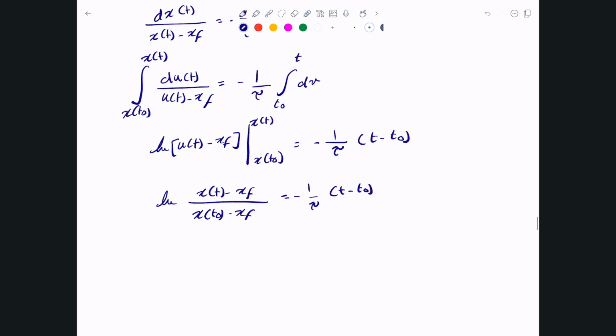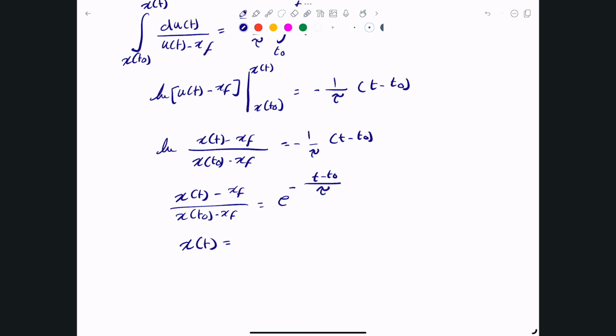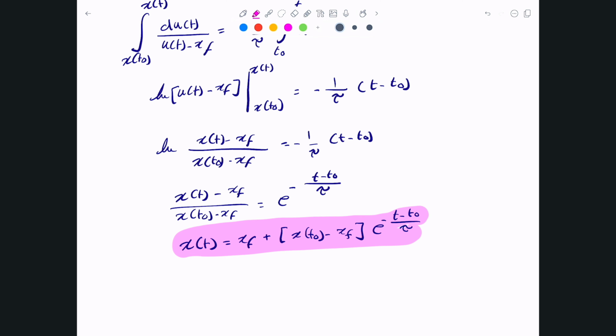All right, so we continue. We take the exponent of both sides. What we get is x of t minus x of f divided by x of t0 minus x of f equals e to the negative t minus t0 divided by tau. So what we need is x of t, and that will simply be x of f plus x of t0 minus x of f times e to the negative t minus t0 divided by tau. And that here is a general solution for that first order differential equation that we described.